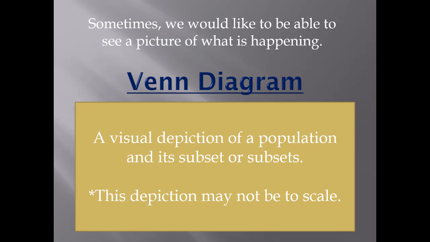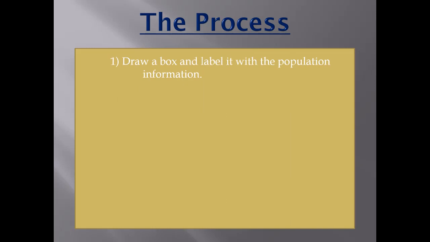So let's talk about how to create a Venn diagram. The process. First, we're going to draw a box and label it with the population information. So we'll have a rectangle or a square, and that will be labeled with the population information. That rectangle or square represents your universe. What are you looking at? What is your entire population? Next thing you'll do is specify the size of the population, if you know that. We use a capital N for the size of the population.